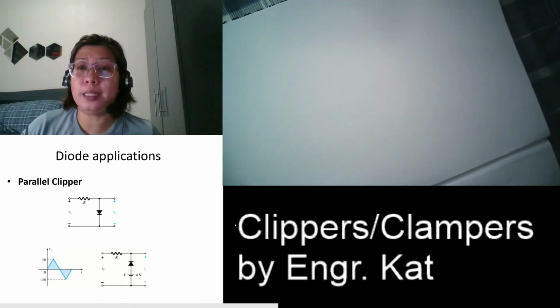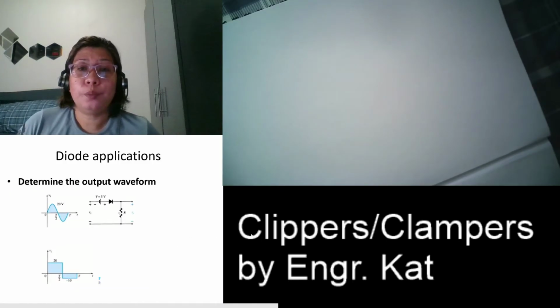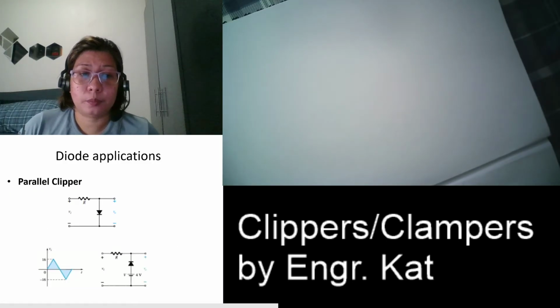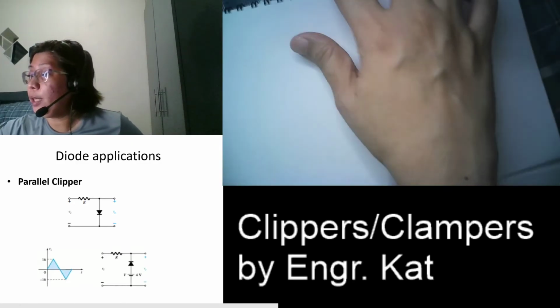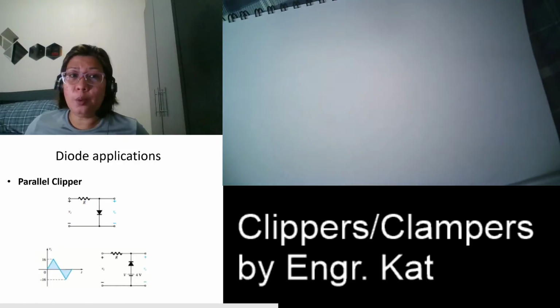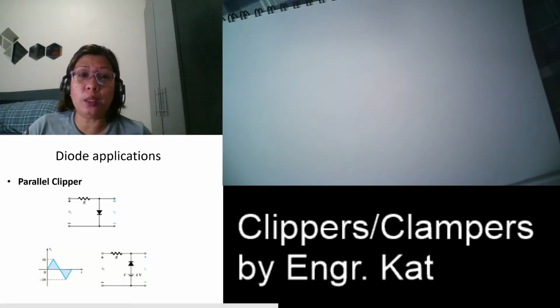Okay, so let's analyze that, class. Without considering your input signal, without considering your plus and minus 16 here, what will be the effect of your 4 volts across your diode? So the DC source alone, this will make your diode equal to what?